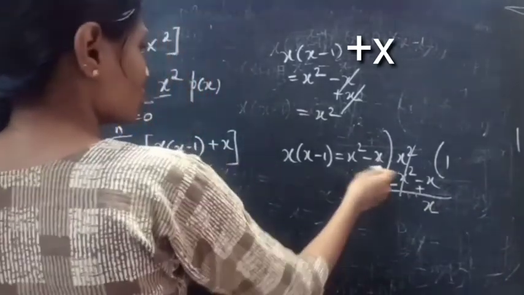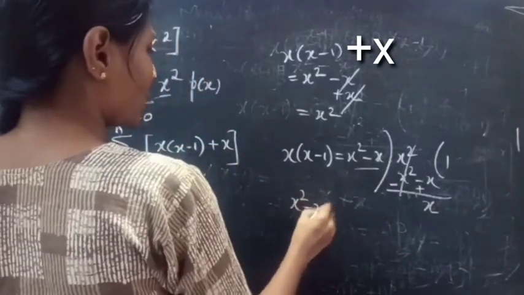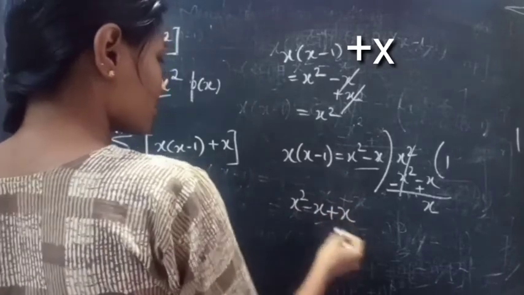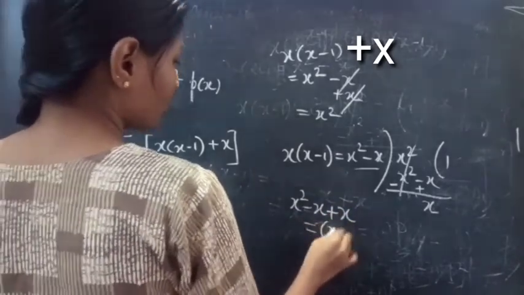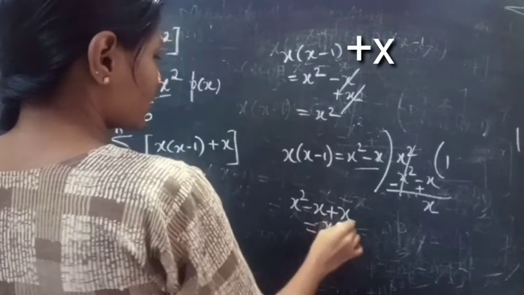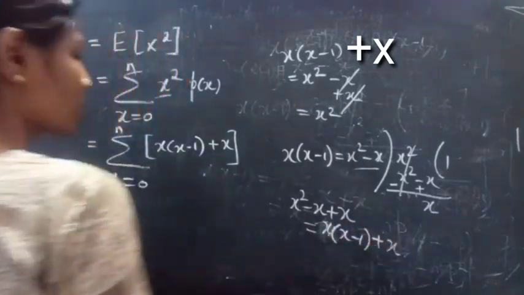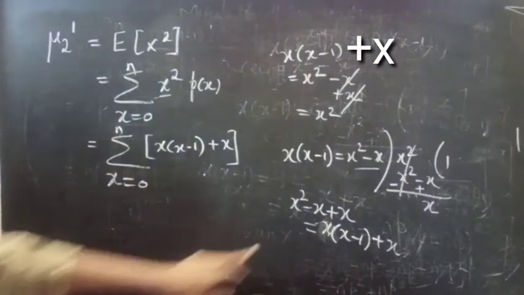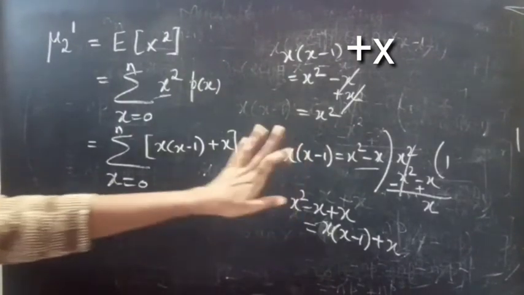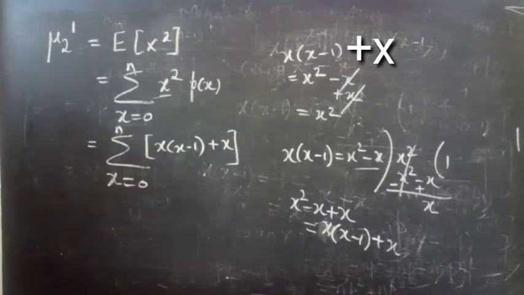Okay. So now we are going to add x square minus x plus x, which is equals to x into x minus 1 plus x. Here minus x plus x cancels and finally you'll get x square.